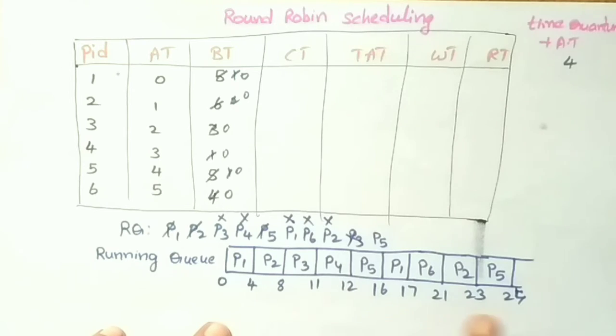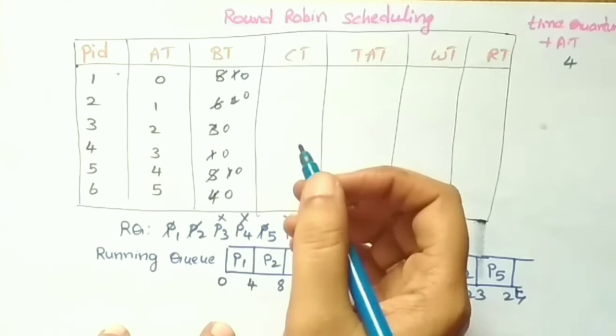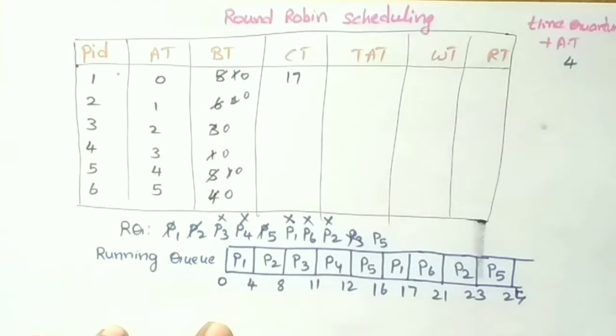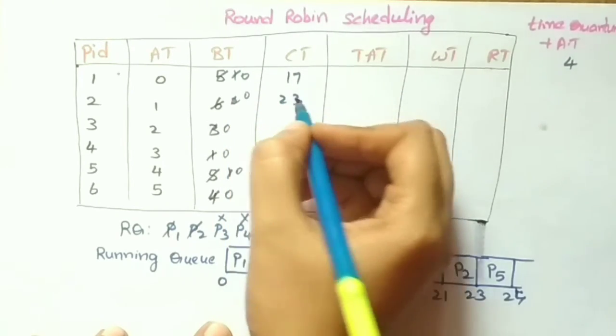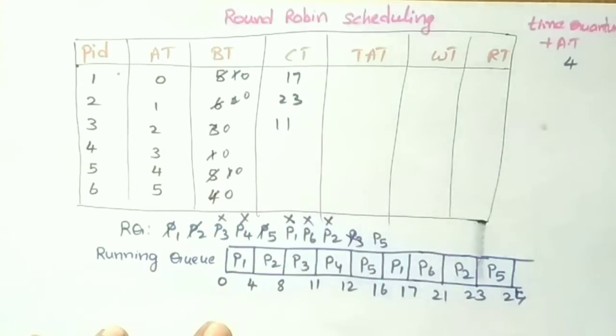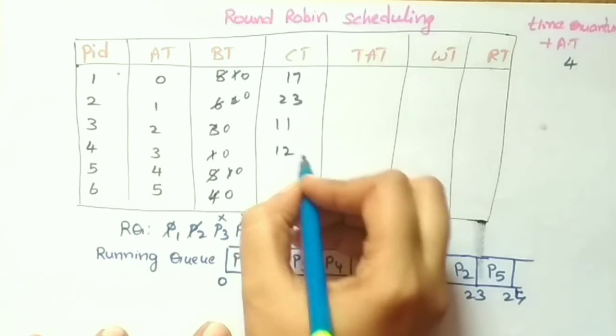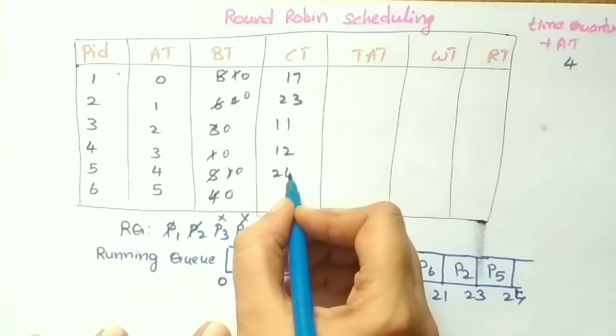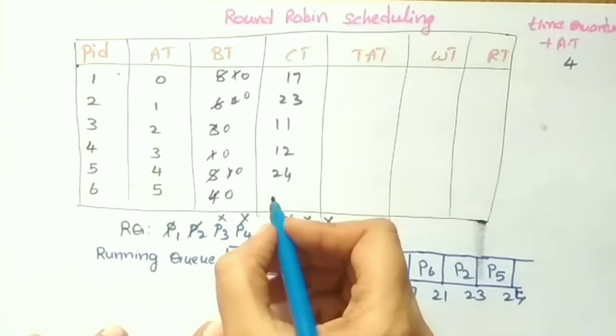So here the completion time for P1 is 17, then 23, 11, 12, and 24. For P6 it is 21.